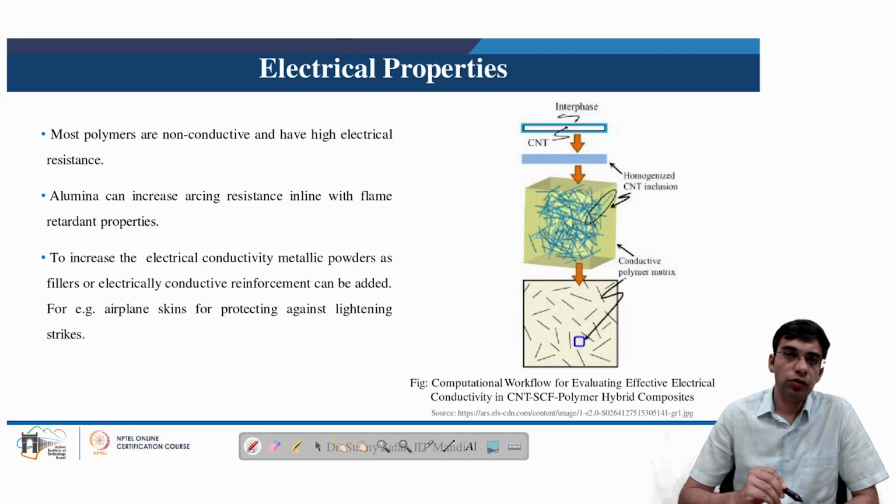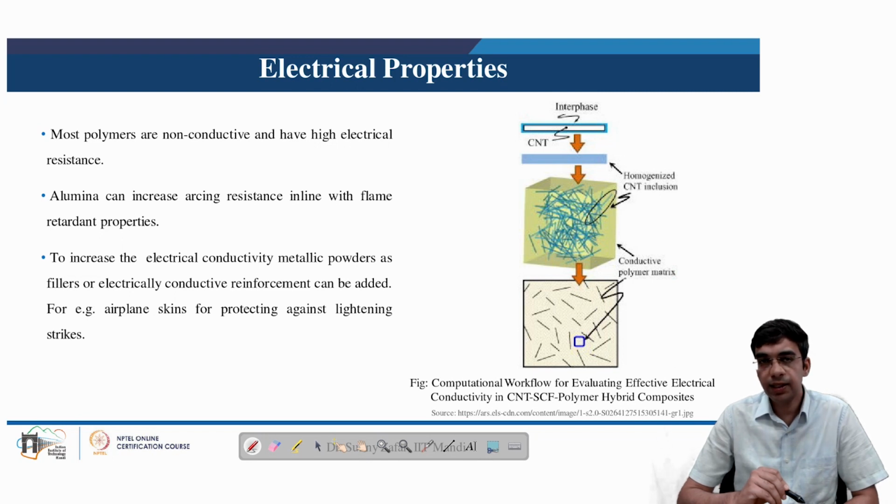As we know, most of the polymers, because of their covalent bonds, have no free electrons. All the electrons are shared in the covalent bond. Therefore, most of the polymers have non-conductive properties and very high electrical resistance. So alumina can increase the arcing resistance in line with the flame retardant properties.